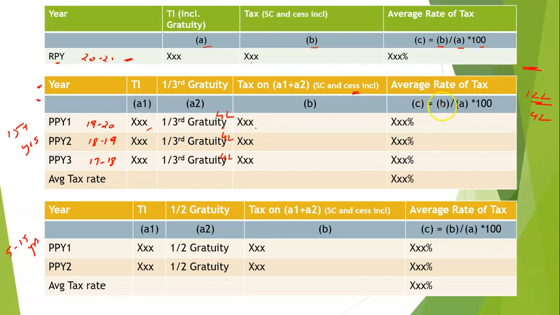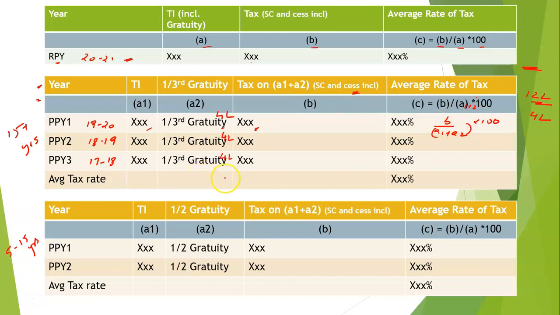Then finally find the average rate of tax, that is this B, divided by not just A, divided by A1 plus A2. Alright, divided by A1 plus A2. So B divided by, bracket open, A1 plus A2, into 100. So B divided by A1 plus A2 into 100 will give your average rate of tax.